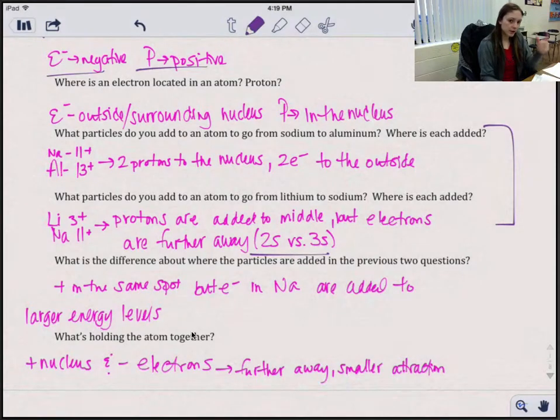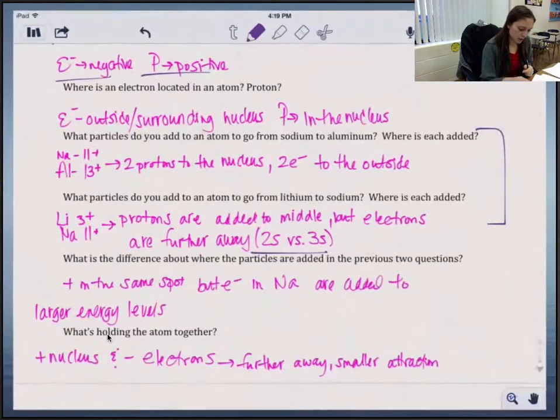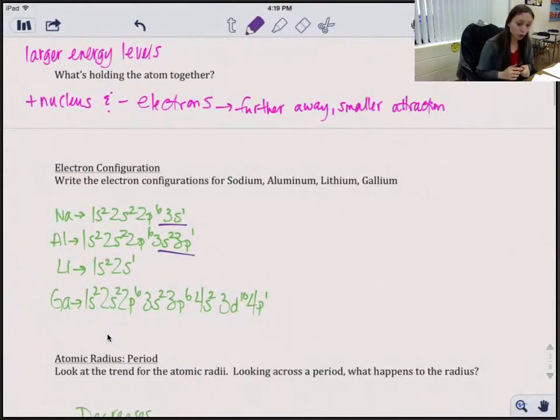So thinking with that line of thought, the ones in the upper right are probably really attracted to one another, whereas the ones over on the left side probably aren't as much. So that's what we're going to look at. Now, if I compare sodium and aluminum, you want to think about what's different.